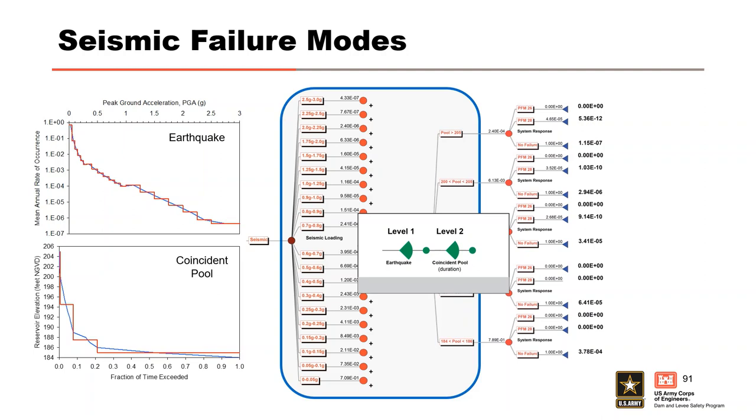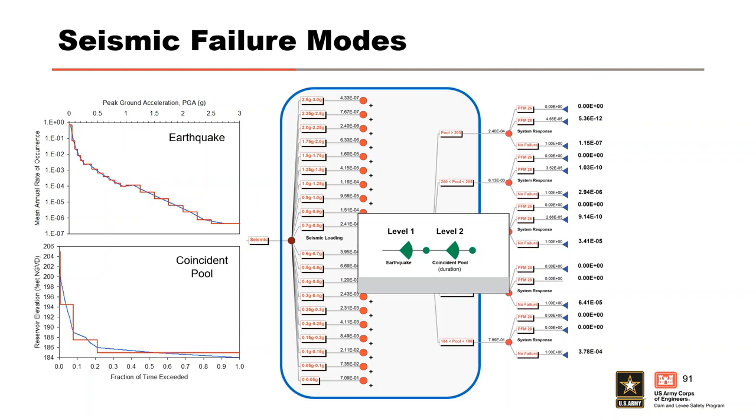Seismic failure modes get a little more complicated because the system response becomes a function of both earthquake and stage, but it generally follows the same process. Here's how it would look in an event tree format where we have the branches for the different PGA intervals. And then for each of those ground motions, we have a full set of intervals for the flood duration, which leads into the failure branches.